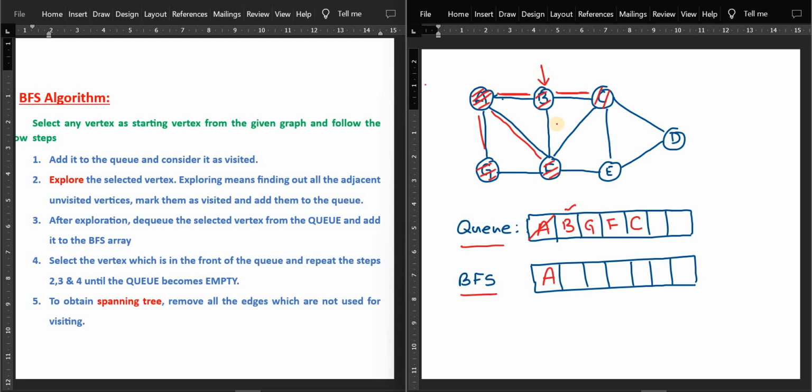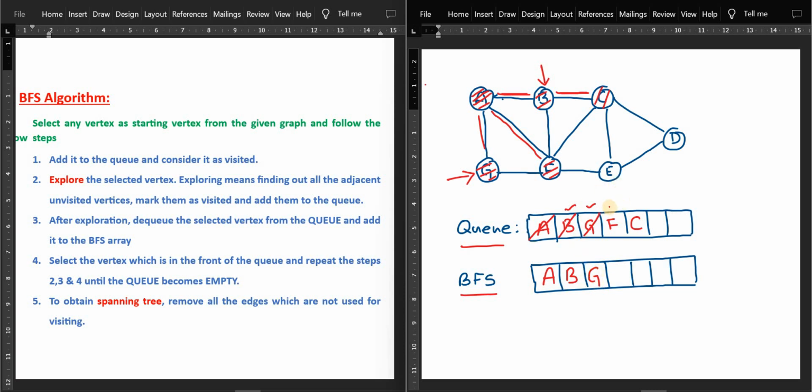Go to step 3. Step 3 says that you just remove this B from the queue and add it to the BFS. Okay. Now the step 4 says that select the vertex which is in the front of the queue. That means now select the vertex G, and find out all the unvisited adjacent vertices of G. See here, A is already visited and F is also already visited. So exploration of G is over. Now what we have to do?